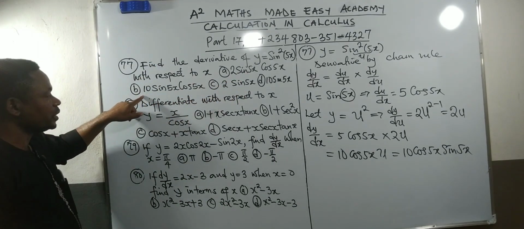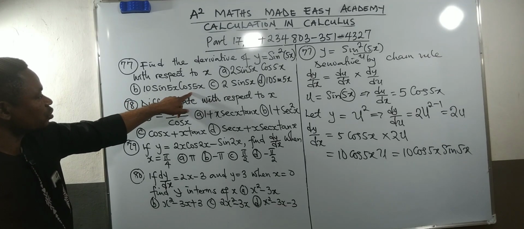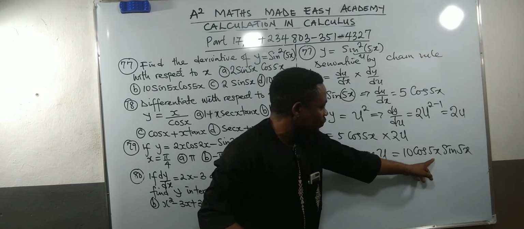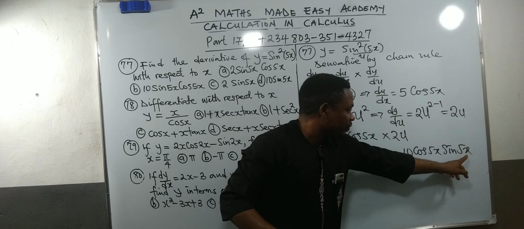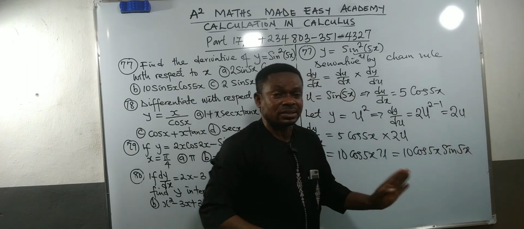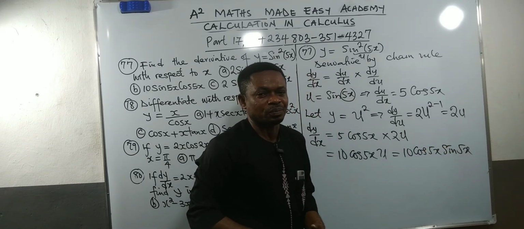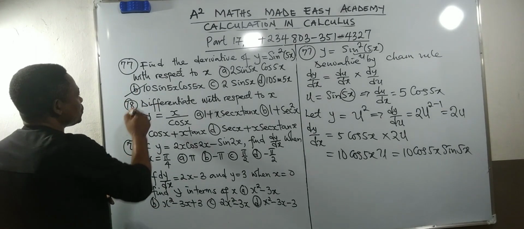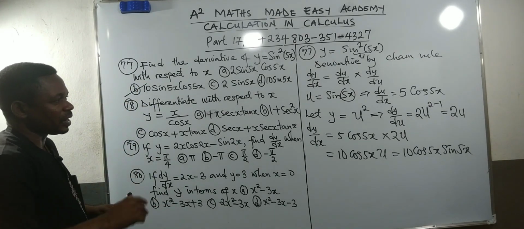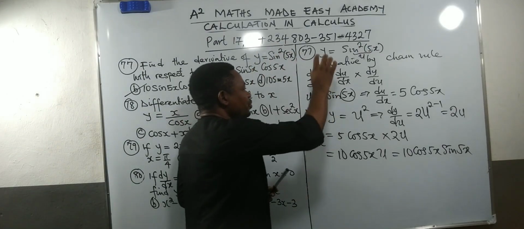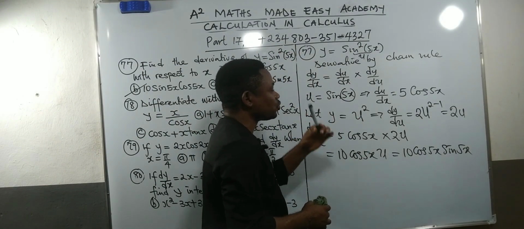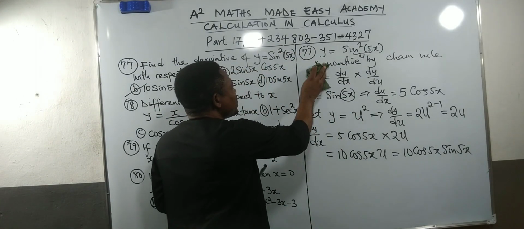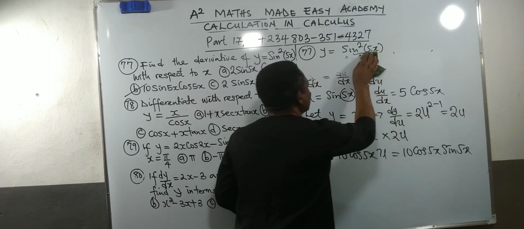Now let's check the options. It cannot be option A. Let's try option B. This is 10 sine 5x cos 5x. Here is 10 cos 5x sine 5x. If this one starts first or this one ends first, it is still the same thing because it's under multiplication. That is to say the correct answer in the options is B. Now this is exactly how you will solve it when it is theory.